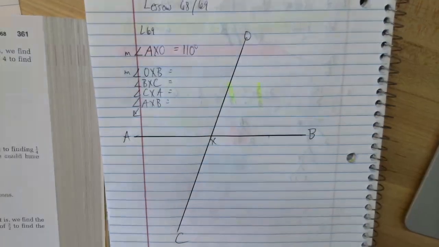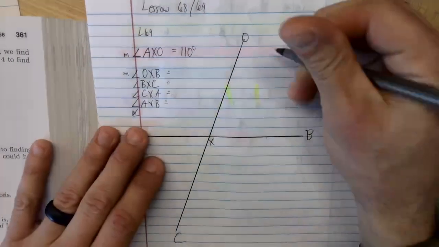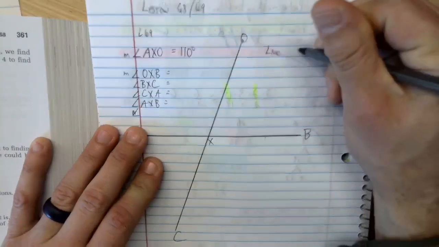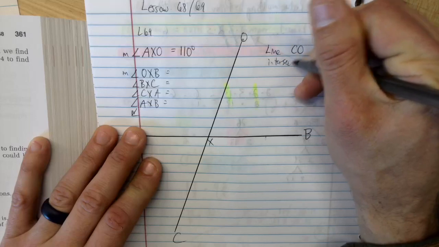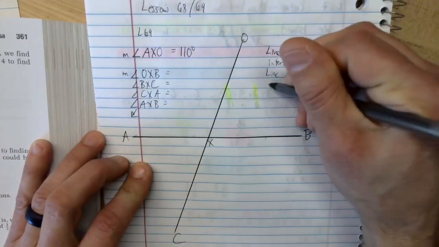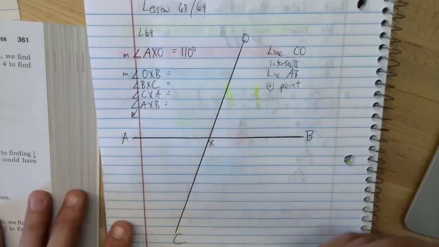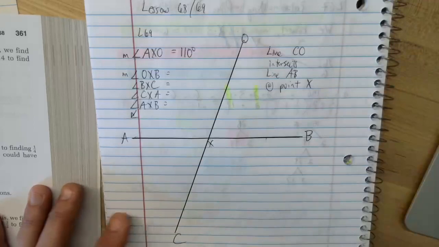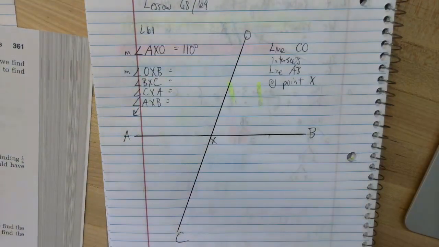Does anybody know what we call it? A wiggly line. A curve. We call it a curve. But these are lines. So let me give you some information. Line CO intersects line AB at point, where do they intersect? What's its name? X. Okay, so let's make sure we understand what is being said here by this picture.